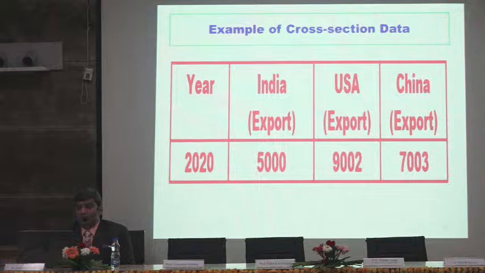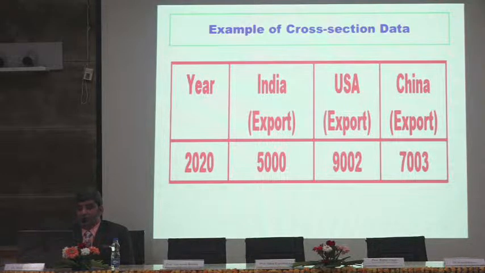We have the example of cross-section data. For example, we have the data for export for 2020 for India, USA, and China. India, USA, and China are three cross-section units, and we have data for the single year. That is why this is the cross-section data.